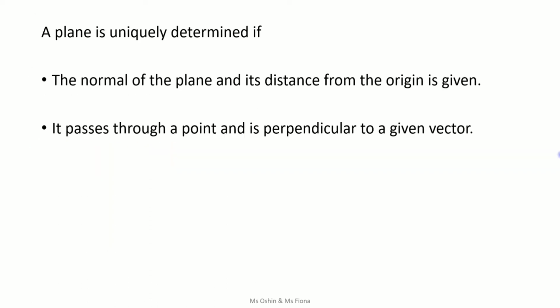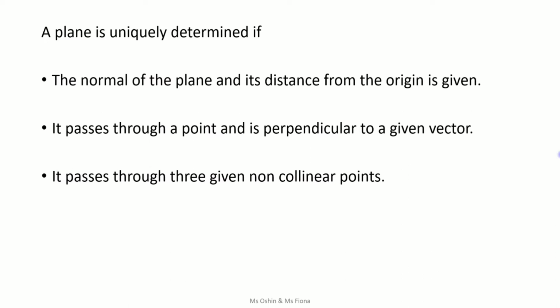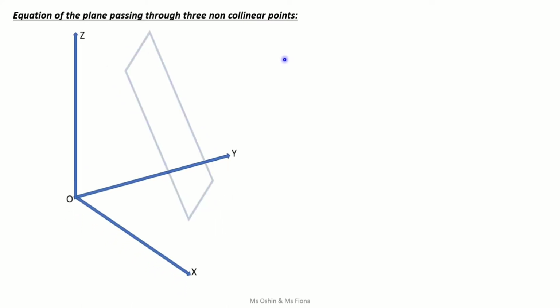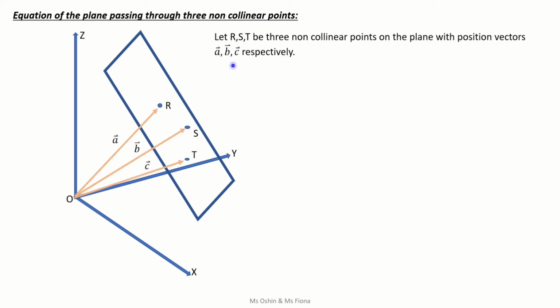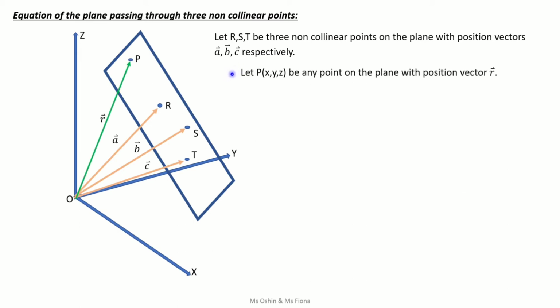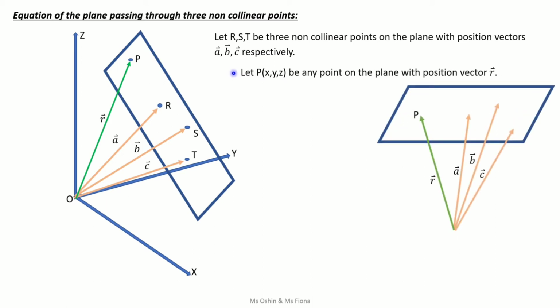Let us now derive the equation of the plane when it passes through three given non-collinear points. Consider a plane with three non-collinear points R, S and T such that its position vectors are vector A, vector B and vector C. Let point P be an arbitrary point with the position vector, vector r. Let us draw this figure like this to make it a little more simple.